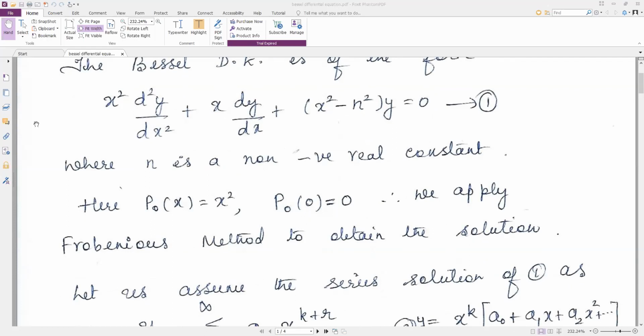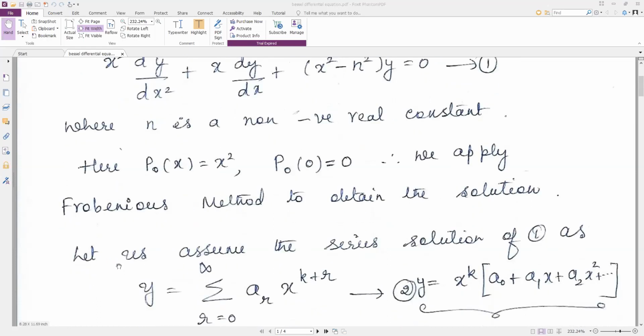In the Legendre differential equation we had 1 minus x square. So when you put x equals 0 you got 1, right? It is not equal to 0. So we applied the power series solution. Now here in Bessel, since it is 0, we need to apply the Frobenius method to obtain the solution. It is somewhat the same; I'll only tell you the difference.